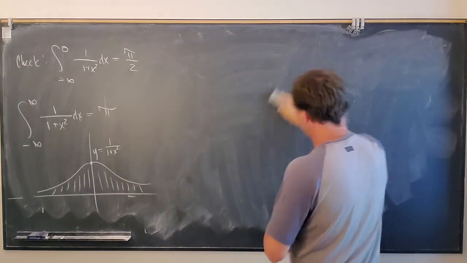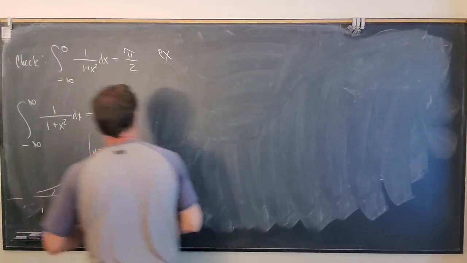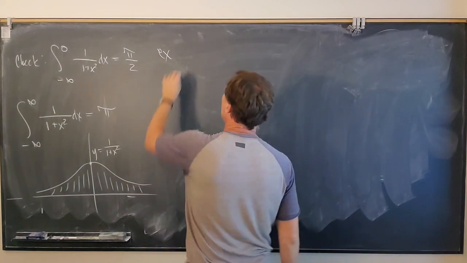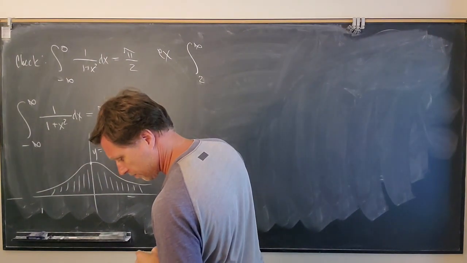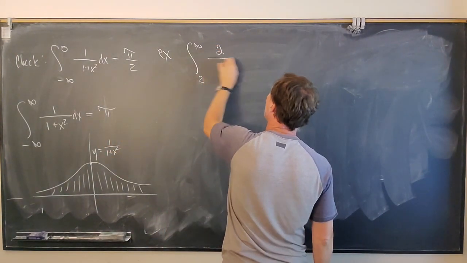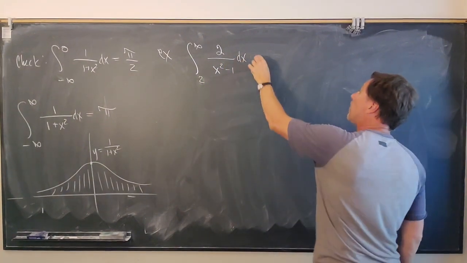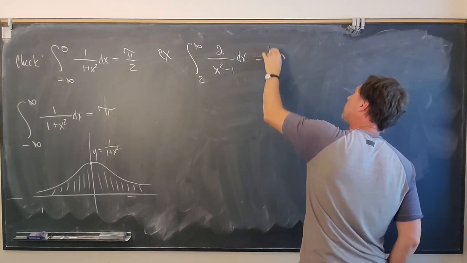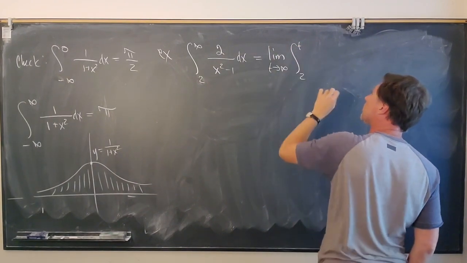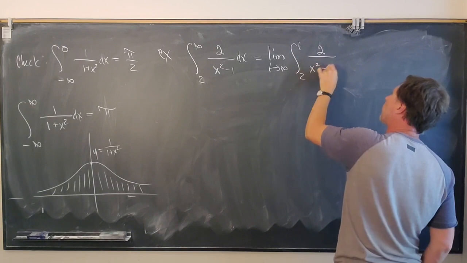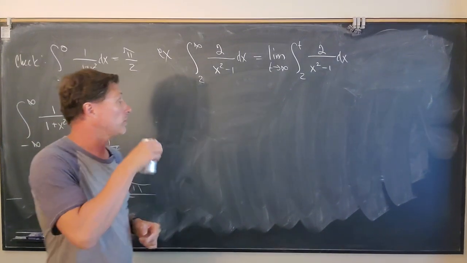Let's do another example. So now we're going to do the integral from 2 to infinity of 2 over x squared minus 1 dx. Remember, we first rewrite this as a limit, so we have the limit as t goes to infinity of the integral from 2 to t of 2 over x squared minus 1 dx. Okay, so now we've got an integral. We need to compute this integral, or compute the antiderivative.